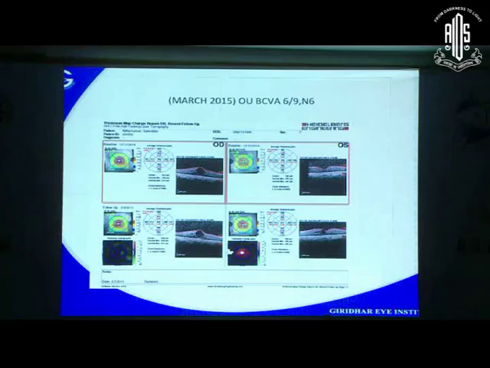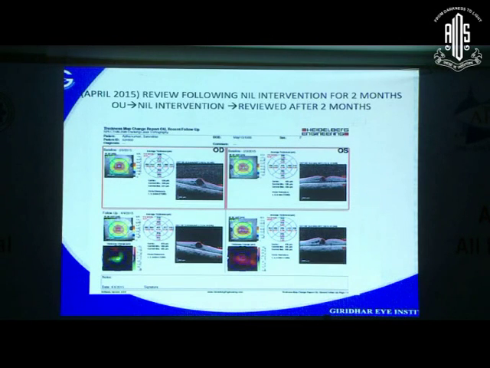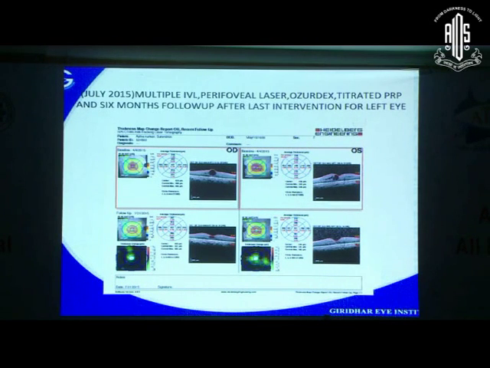and waited for some time, and over a period of time, you can see, although there was a little recurrence, but then once the effect of the laser came in, there is no recurrence after this, and she is now under our follow-up. Therefore, this is a patient who received combinations of treatments in a patient with center involving diabetic macular edema.